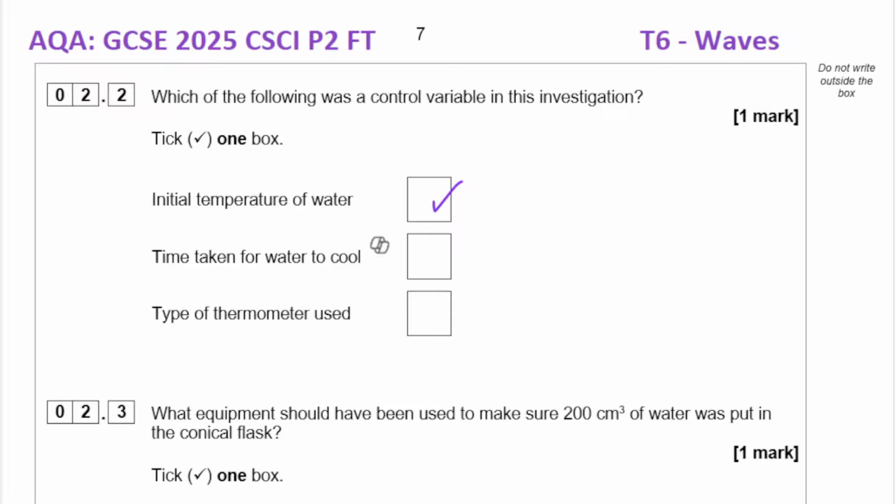Now, usually the type of thermometer used, we often say use the same equipment as control variable, but even if you did use a normal analog thermometer with the mercury or the alcohol thermometer, the line going up, you'll still be able to measure 80 degrees Celsius. So here the initial temperature is the best answer. The time taken for water to cool is actually your dependent variable.